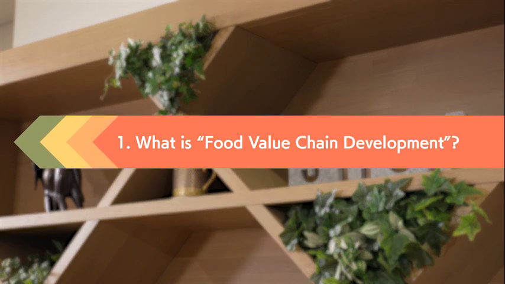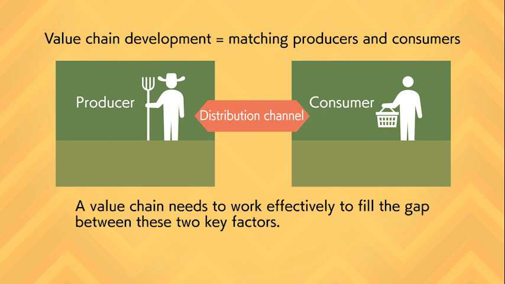1. What is food value chain development? Food value chain development can be described as a matching process to fill the gap between producers and consumers who have differing backgrounds and circumstances.